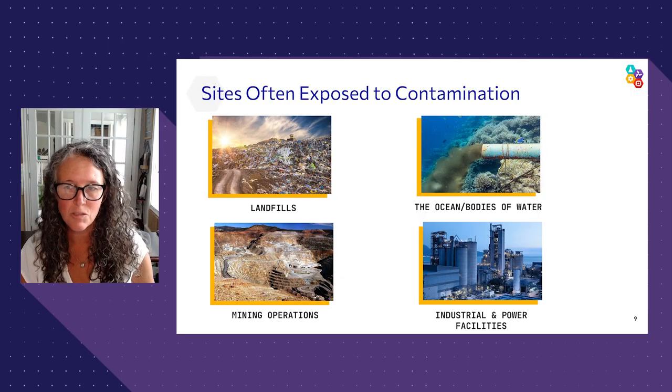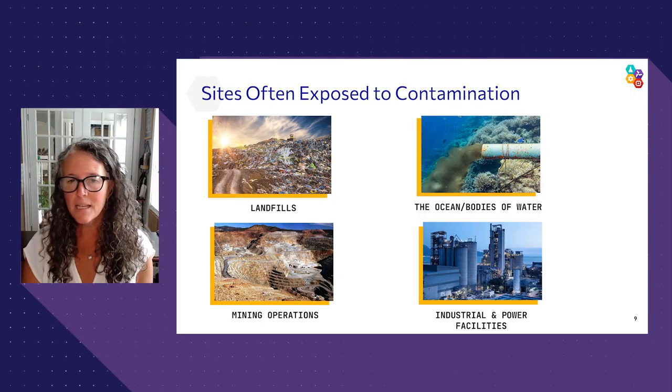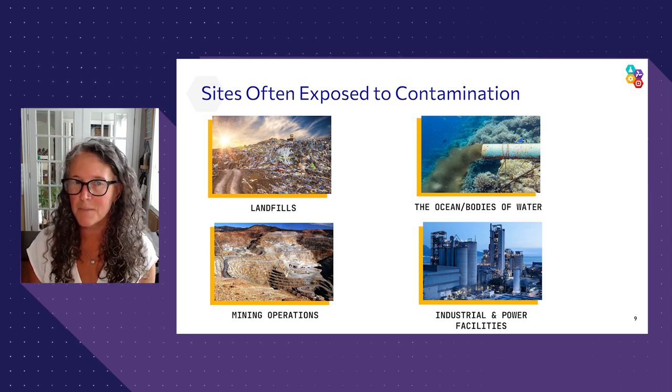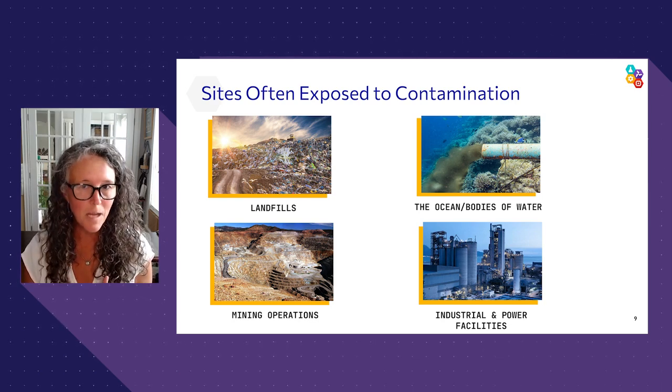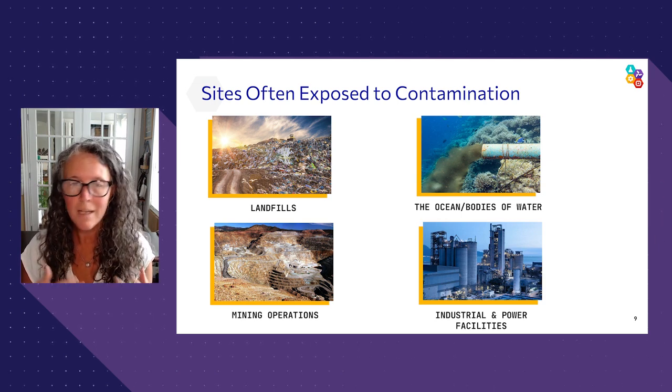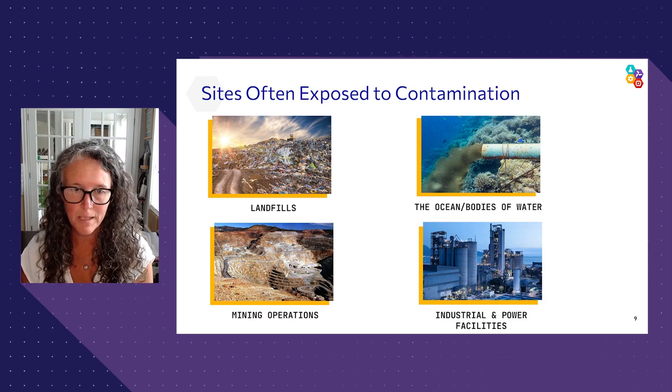And lastly, industrial and power facilities. Industrial facilities often store a lot of hazardous materials, and they can be sometimes in underground storage tanks that sometimes will fail, and that can result in contamination of soil or the water. Sometimes it's simply the manufacturing processes and how things have typically been done.